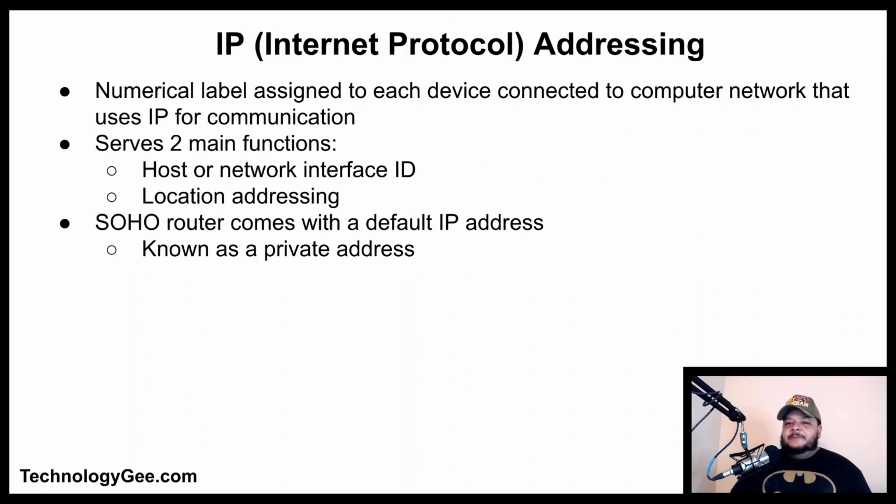the internet. IP addressing. An Internet Protocol address is a numerical label assigned to each device connected to a computer network that uses the Internet Protocol for communication. An IP address serves two main functions: host or network interface identification and location addressing. The SOHO router comes with a default IP address. This IP address is a special type which is known as a private address.